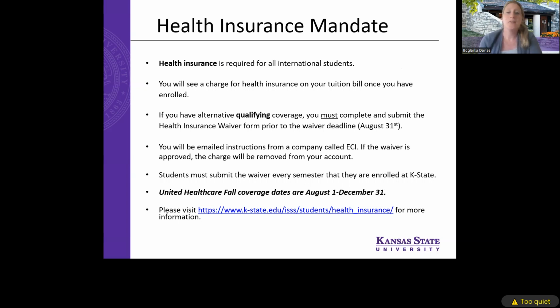The United Healthcare fall coverage dates are from August 1st through December 31st. So you will have health insurance from August 1st to December 31st. You can visit the K-State ISSS Student Health Insurance website to find out more information.